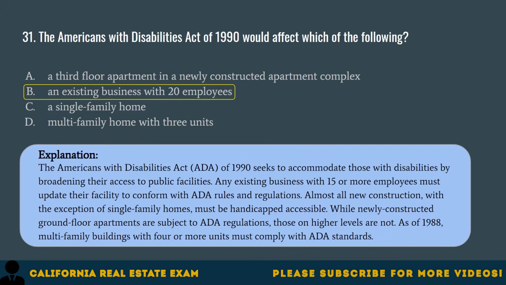The Americans with Disabilities Act, ADA, of 1990 seeks to accommodate those with disabilities by broadening their access to public facilities. Any existing business with 15 or more employees must update their facility to conform with ADA rules and regulations. Almost all new construction, with the exception of single-family homes, must be handicap accessible. While newly constructed ground-floor apartments are subject to ADA regulations, those on higher levels are not. As of 1988, multifamily buildings with 4 or more units must comply with ADA standards.